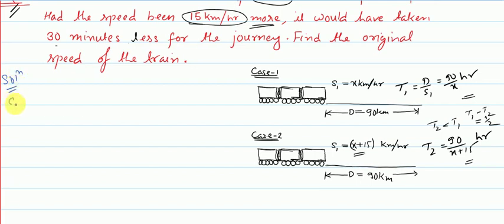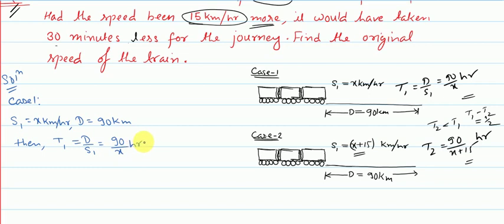Solution. Case 1. Okay, so here we'll write s1 is x kilometer per hour, distance 90 kilometer, then t1 will be distance over s1, so 90 upon x hours. Why? Because kilometer and kilometer cancelled.